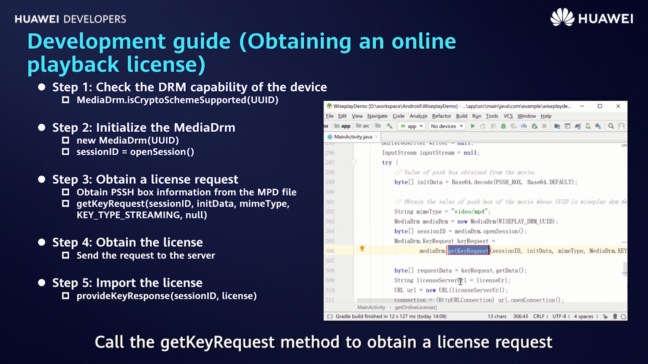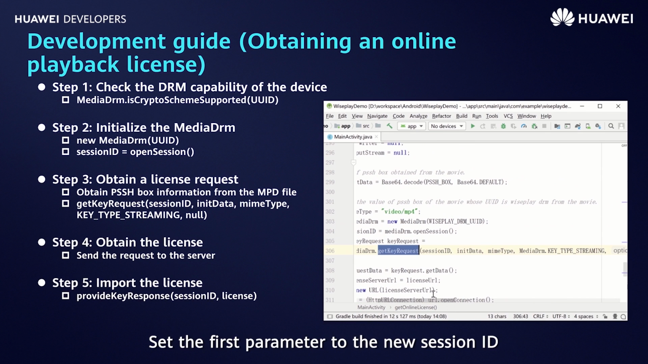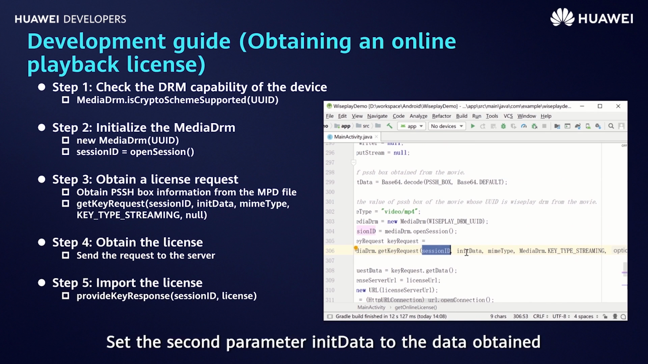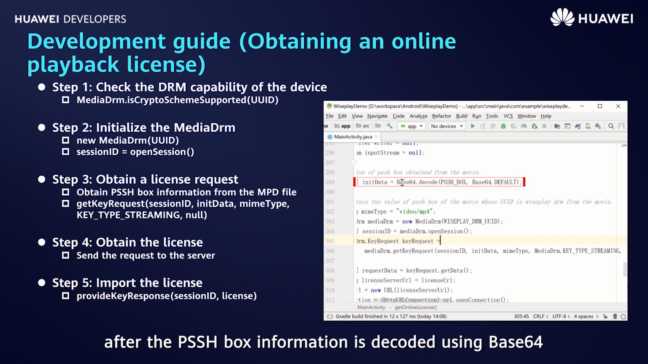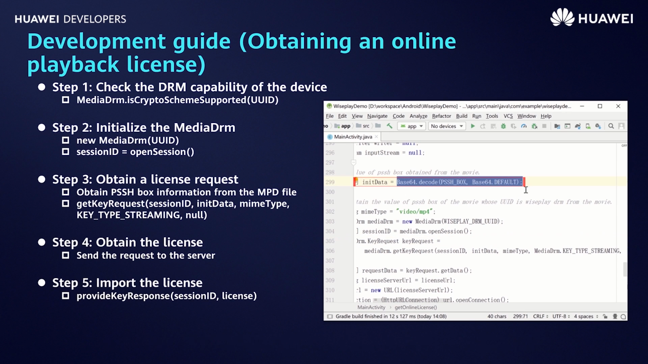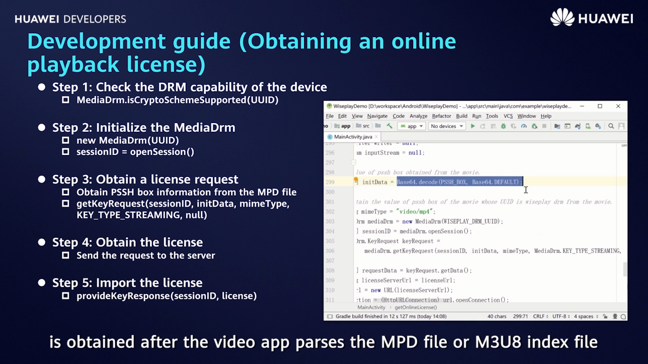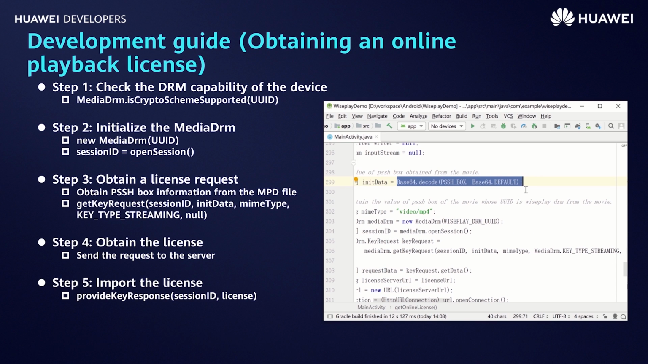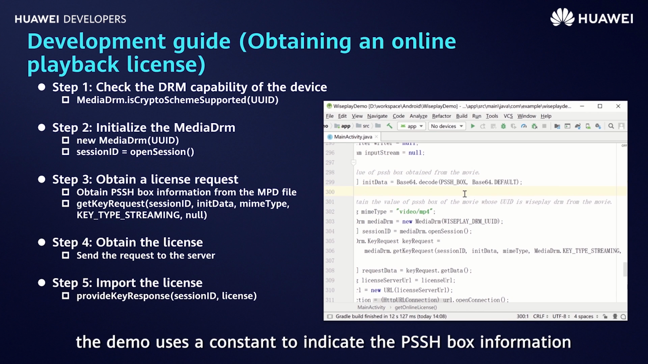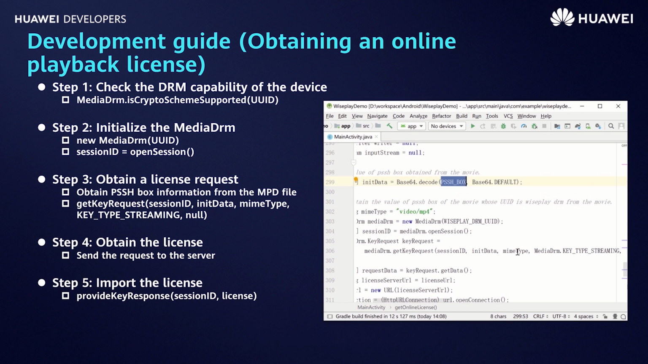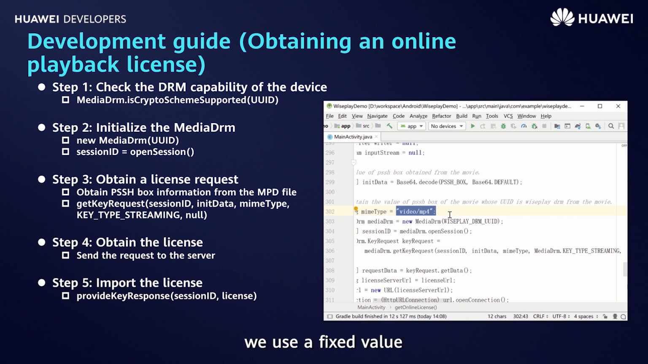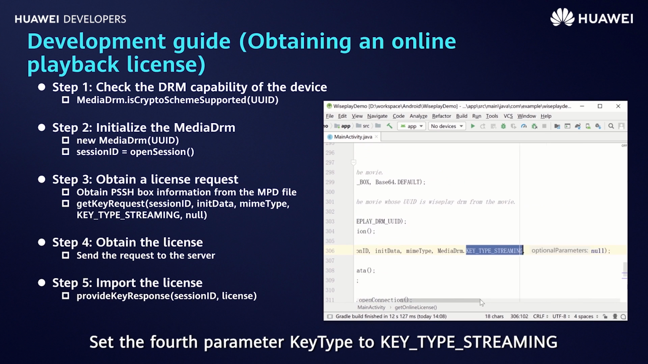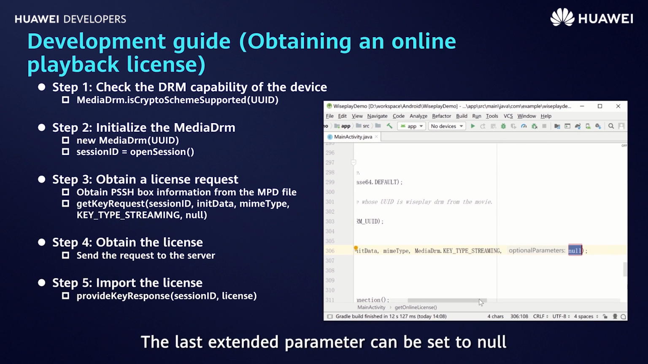Call the getKeyRequest method to obtain a license request. Set the first parameter to the new session ID. Set the second parameter, init data, to the data obtained after the PSSH box information is decoded using Base64. The PSSH box information is obtained after the video app parses the MPD file or M3U8 index file. For easier operations, the demo uses the content to indicate the PSSH box information. Set the third parameter, MIME type, to a video type. Here, we use the fixed value. Set the fourth parameter, key type, to KEY_TYPE_STREAMING. The last extended parameter can be set to none.